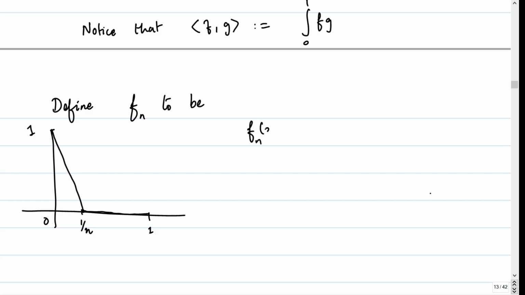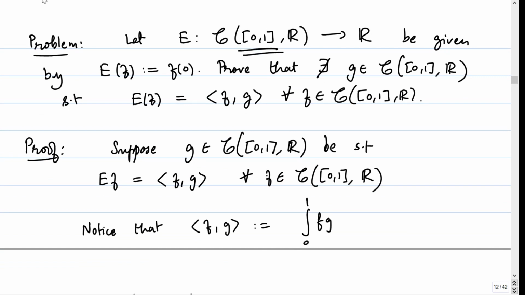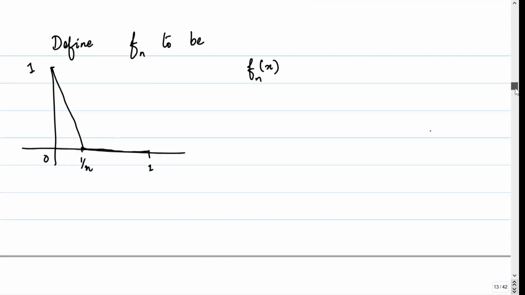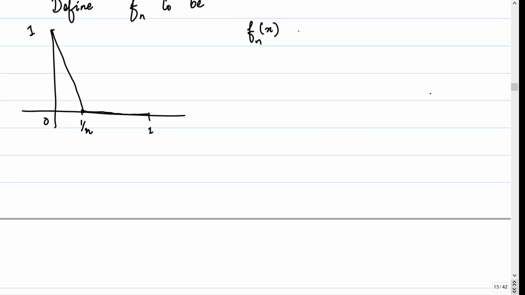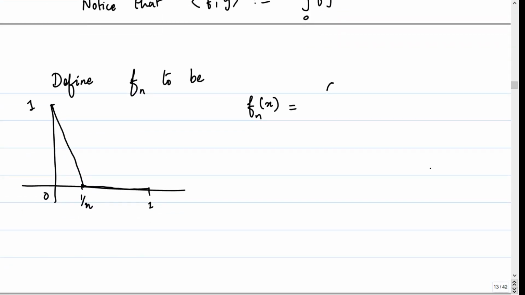fn of x is equal to, notice that this is a function defined on [0, 1], right? That will be the domain here. So what will be fn of x? It is going to be equal to 0 for x in [1 by n, 1]. That's for sure. Let's see what will be the equation of this line. Let y equal ax plus b be the equation of this line. At x equal to 0, this is 1.